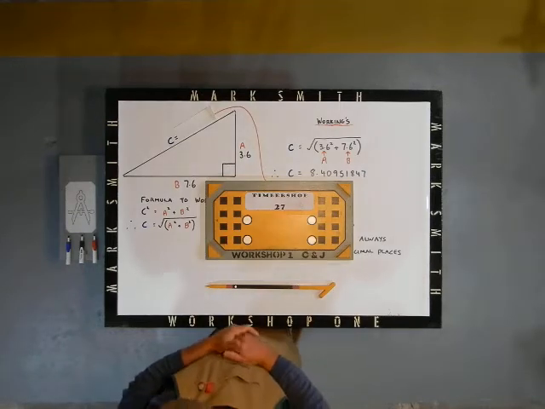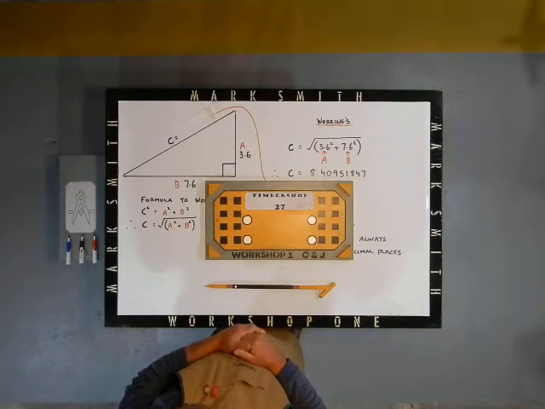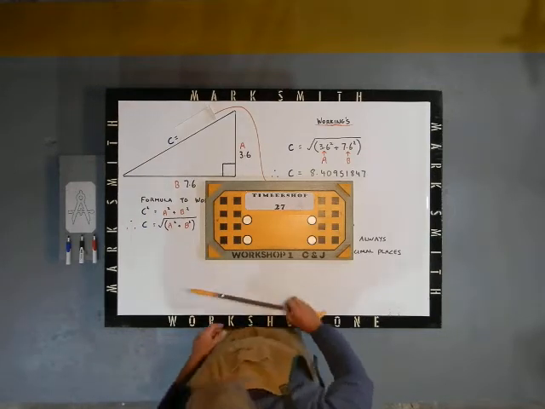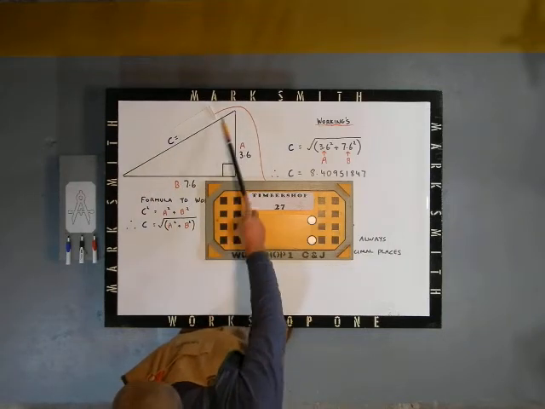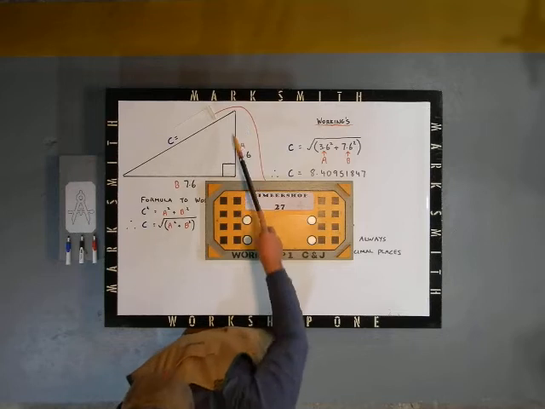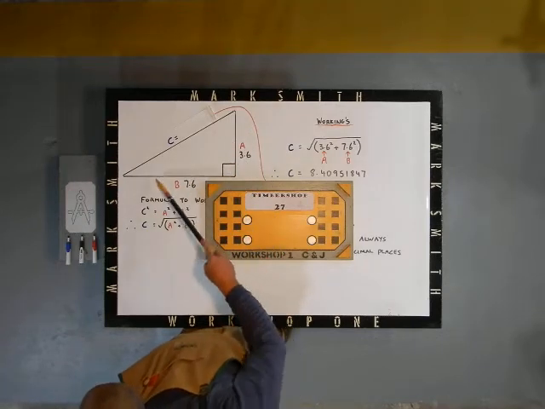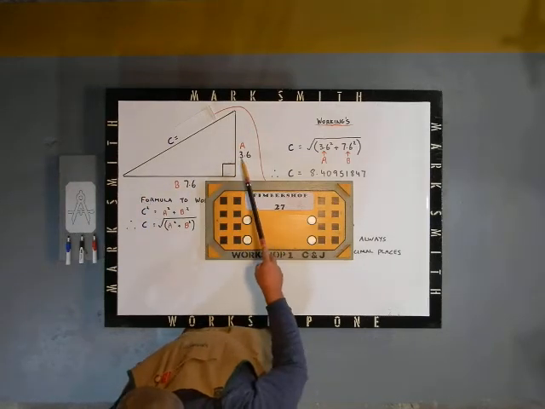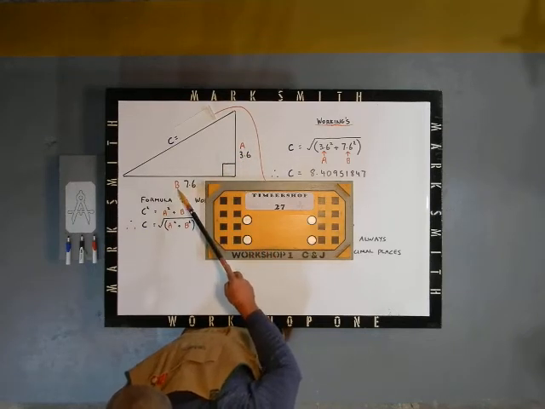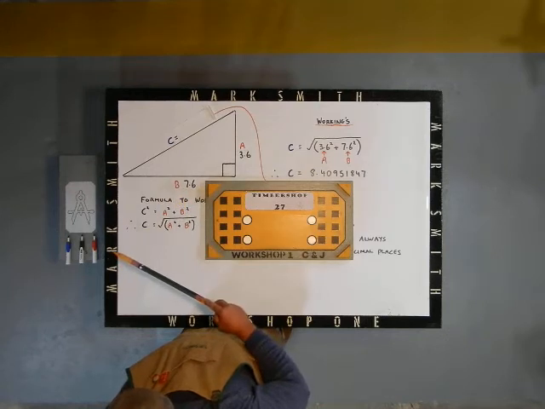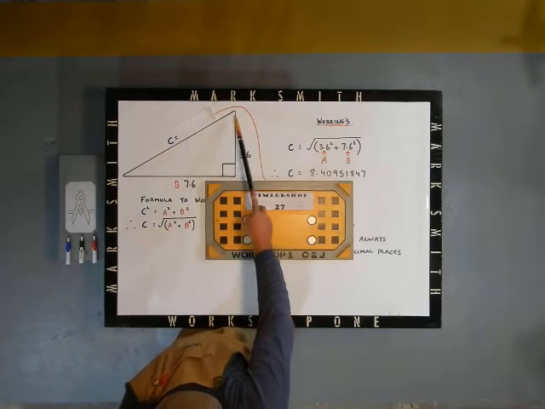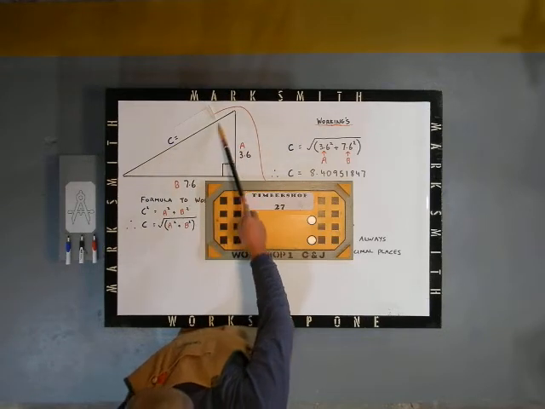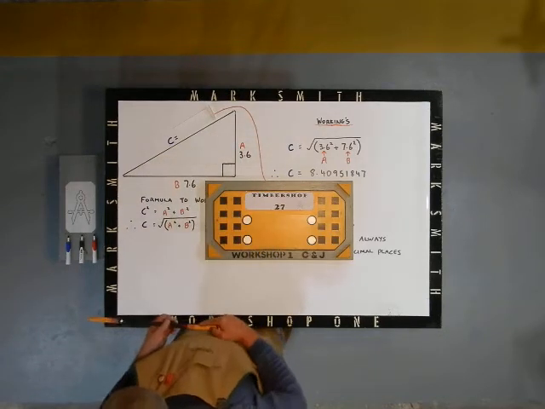Alright, what we're looking at today is a right angle triangle, and we want to work out the hypotenuse in this triangle. We've got side A and side B. We're given some lengths: side A is 3.6 and side B is 7.6. So we want to calculate this length here, which is known as the hypotenuse of a right angle triangle.